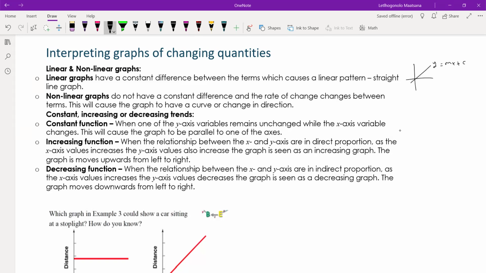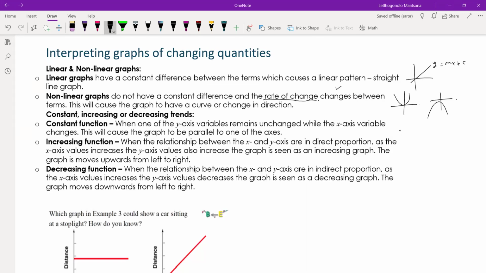Now, we also have nonlinear graphs. They do not have a constant difference, and the rate of change changes, meaning the way the y changes with the x changes between the terms. This will cause the graph to have a curve or a change in direction. An example of this would be a quadratic equation with either a smiley face or a sad face.